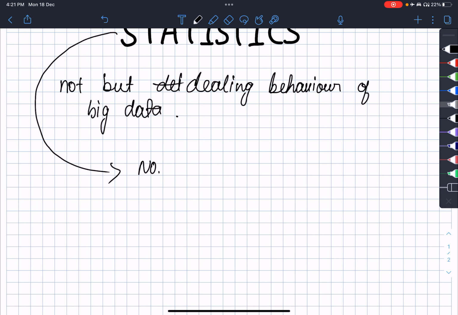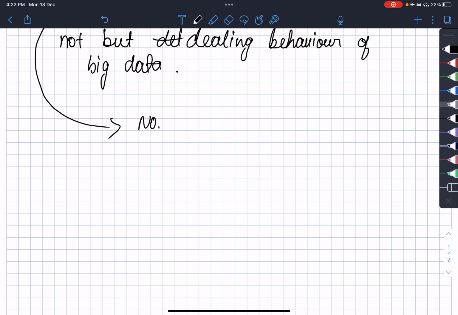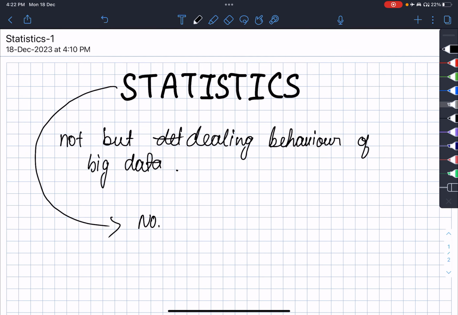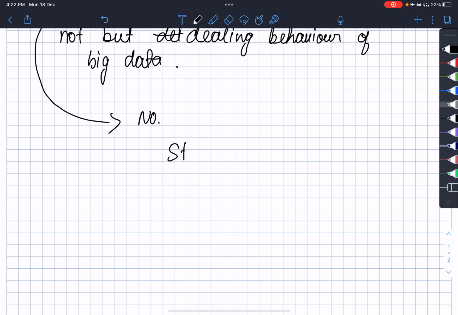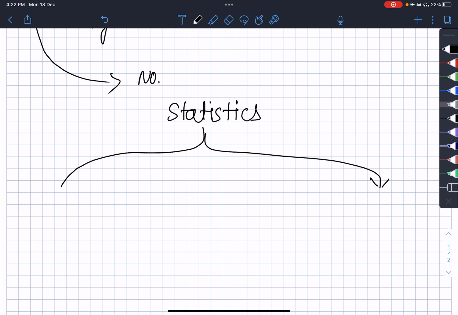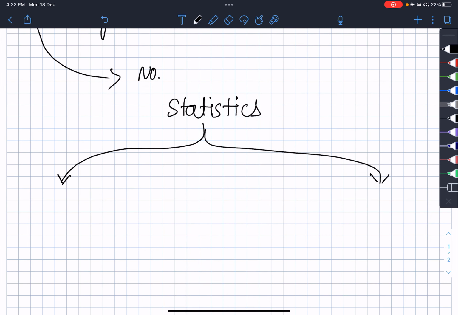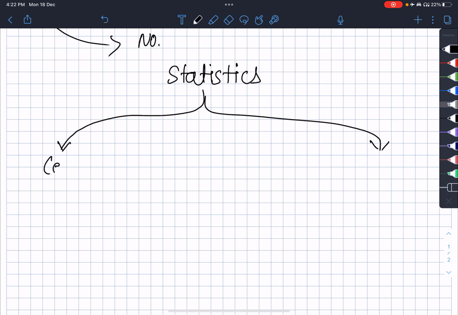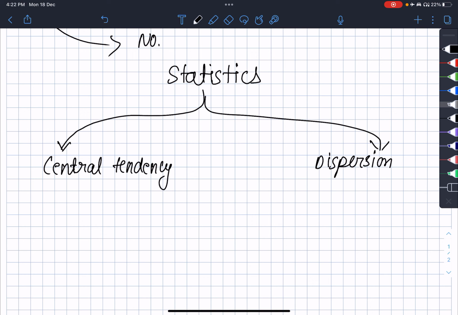Now what we're going to learn right now is this: if we want to get some pattern or some behavior, there are some things we need to know. We're going to learn two things. The first is central tendency, and the second one is dispersion. Right now we have just two things, but later on we'll be studying more.